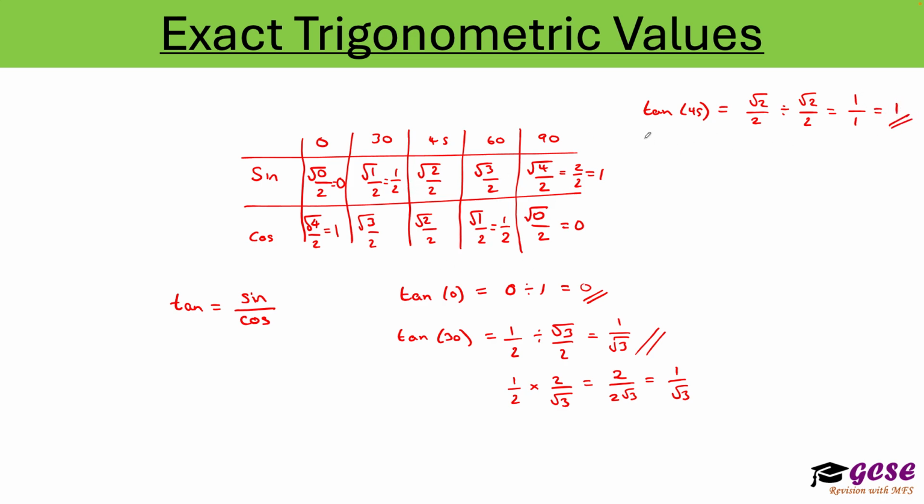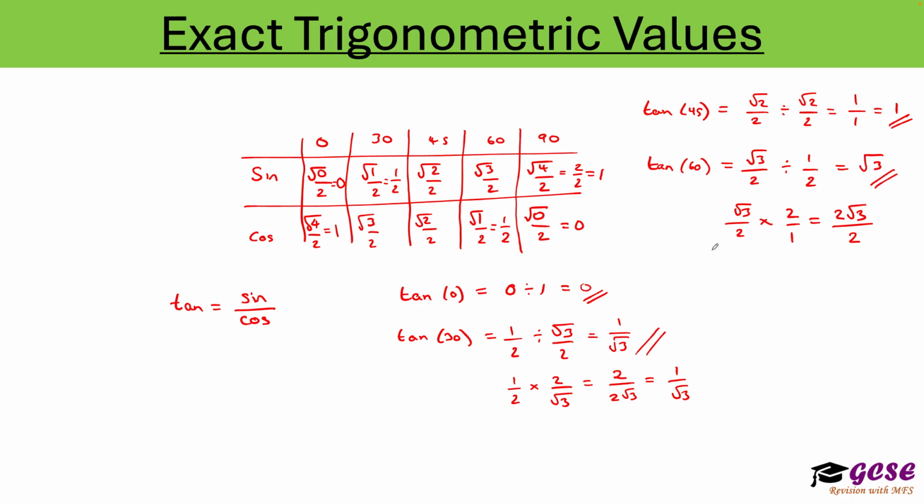Okay, tan 60 is going to be sine 60, which is root 3 over 2, divided by cos 60, which is a half. Okay, again, keep, flip, change. So it's going to be root 3 over 2 multiplied by 2 over 1. Okay, root 3 multiplied by 2 is 2 root 3, divided by 2 multiplied by 1, which is just 2. And 2 root 3 divided by 2 is just root 3.